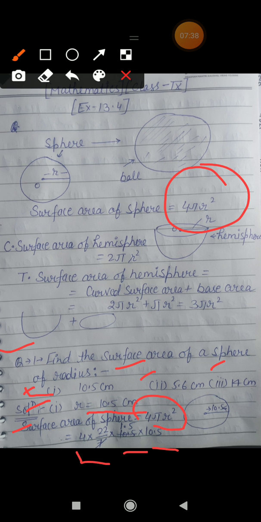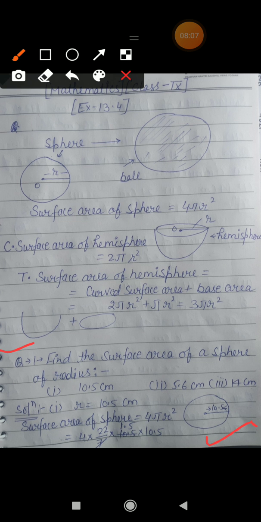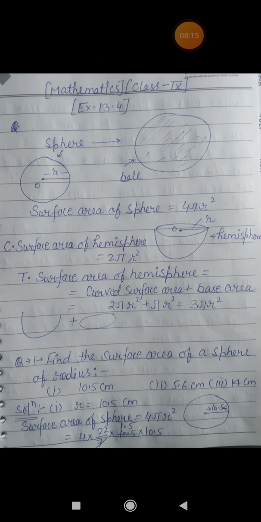So we write these things as 4 into 22 upon 7 into 10.5 into 10.5, and cut this 7 with 10.5, which converts into 1.5. Then you multiply all these values and get your answer. Only multiplication is used in this type of question, and then your question is complete. And this is a sphere, so we give the shape here, and in this sphere the radius is 10.5 centimeter.